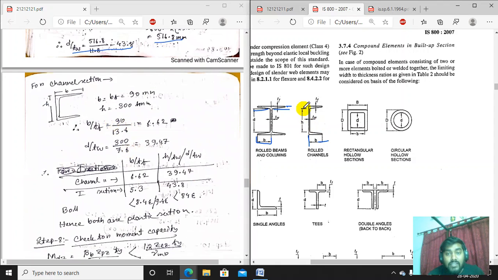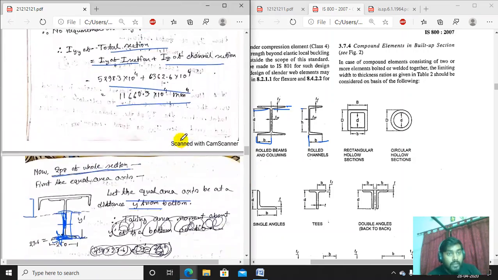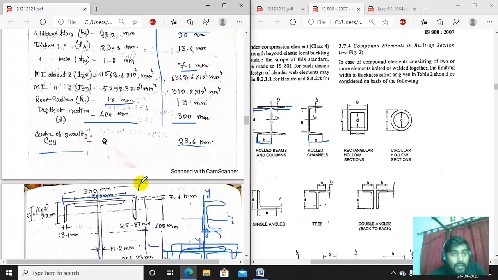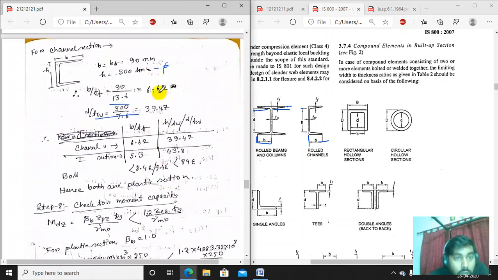And here the same applies. So B by TF equals 39.47. Here a wrong calculation has been done. Here also the same thing has to be determined. 300 minus thickness of the flange, TF is equal to, I think the TF value is 13, plus the thickness of the flange 13.6. So these two values also have to be incorporated. It is my mistake. 13.6 plus 13, these two values also have to be incorporated here.